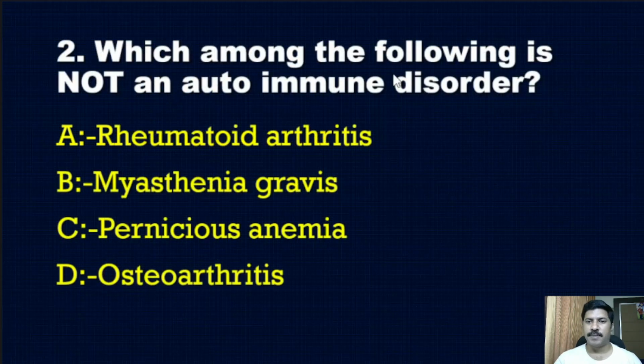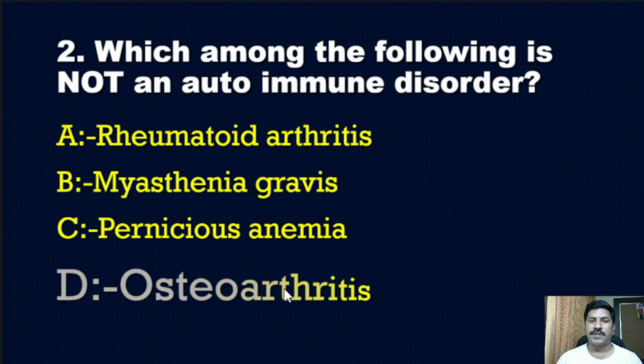Next question: which among the following is not an autoimmune disorder? Options: rheumatoid arthritis, myasthenia gravis, pernicious anemia, osteoarthritis. Here, the correct answer is osteoarthritis.